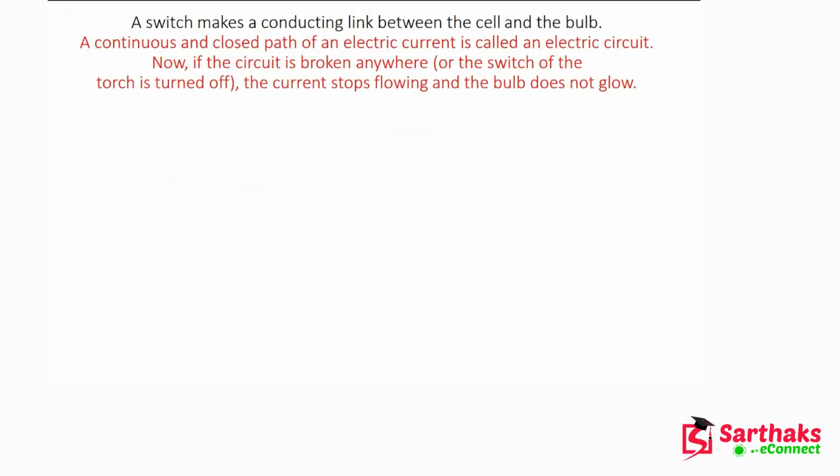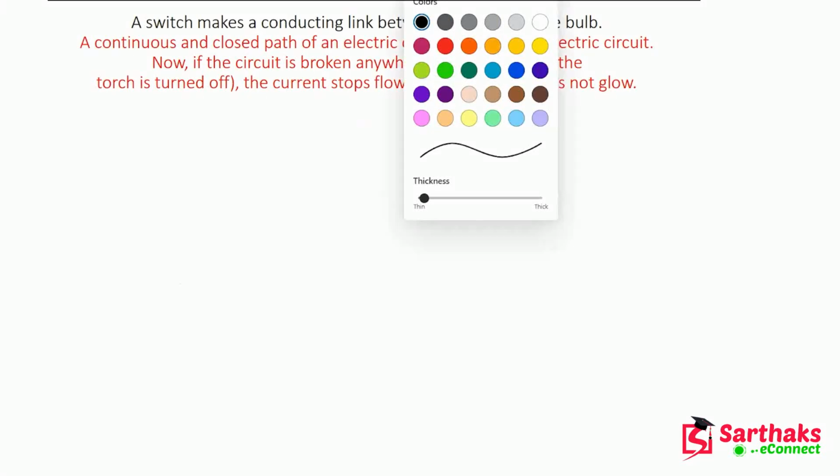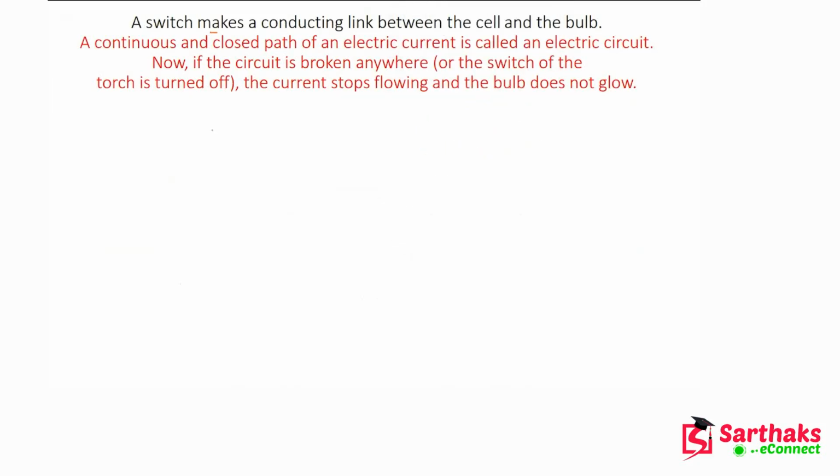Okay, so here we are. A switch makes a conducting link between the cell and the bulb. A continuous and closed path of an electric current is called an electric circuit. Now, if the circuit is broken anywhere or the switch of the torch is turned off, the current stops flowing and the bulb doesn't glow.